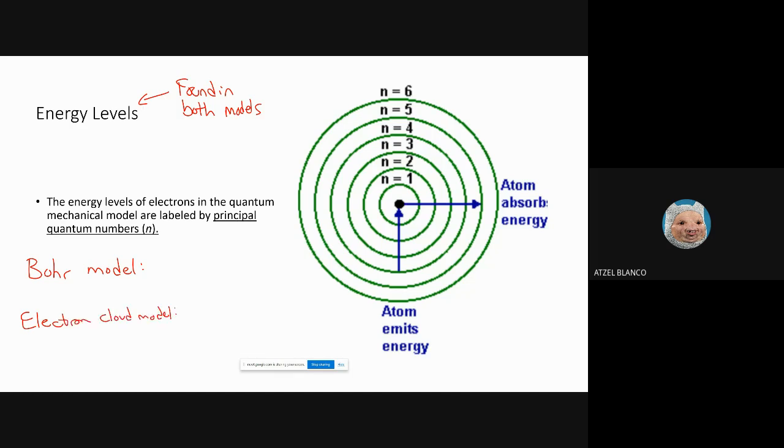So I'll give you a little bit of time first to write. You don't have to write this Bohr model because you already wrote one earlier. So you don't have to keep writing Bohr models over and over again. As long as you wrote down one Bohr model, you don't have to write it again. So write down energy levels. In the quantum mechanical model, which is the electron cloud model, we call the energy levels of electrons the principal quantum number. And this is the way that Cambridge refers to energy levels. It is the principal quantum number.